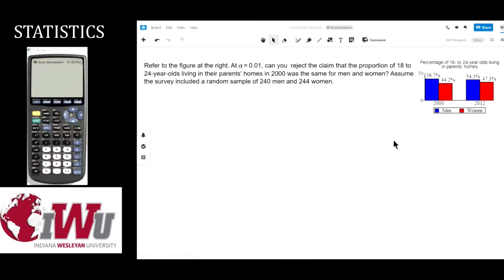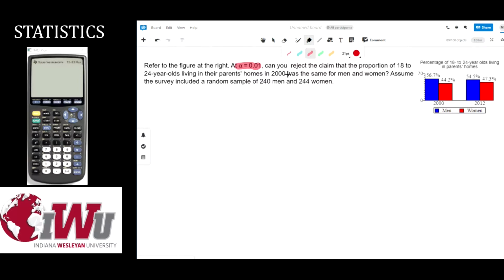All right, just 2 more examples here. So this one, now we're going to shift to proportions. For this one, some key things here. Alpha of 0.01. Can you reject the claim that a proportion of 18 to 24-year-olds living in their parents' homes in 2000 was the same for men and women?